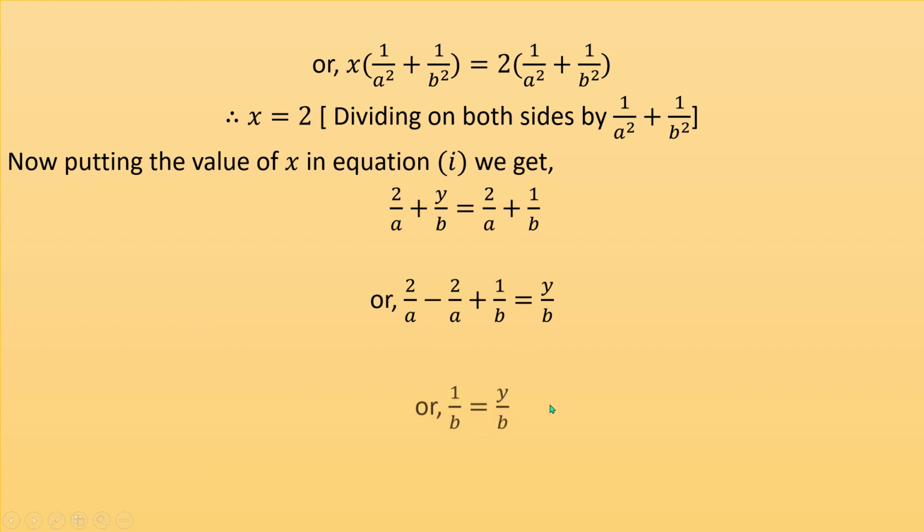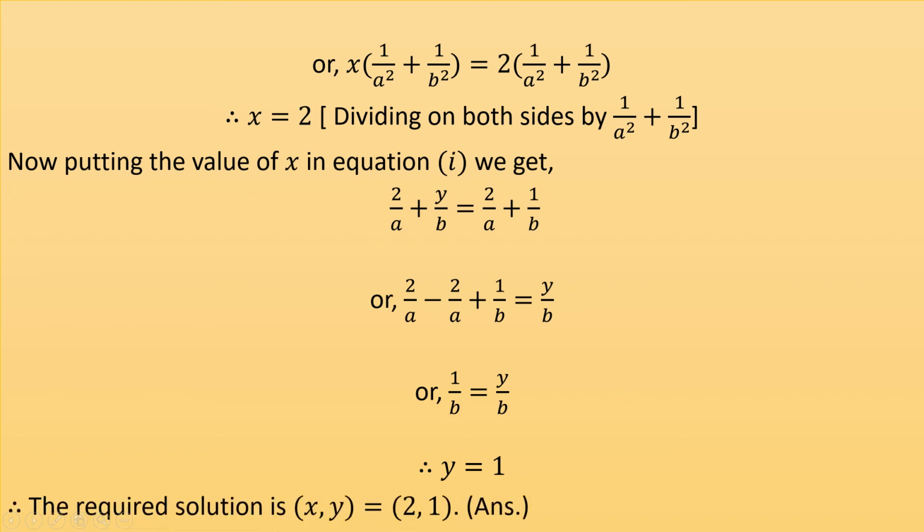So this cancels, here will be 1 by b, and the right side will be y by b. Both sides b cancel, therefore y equals 1. As this and this are the same, you can write this on the left side or right side, no problem. This part clear? Therefore the required solution is x, y equals 2, 1. This is the required answer.